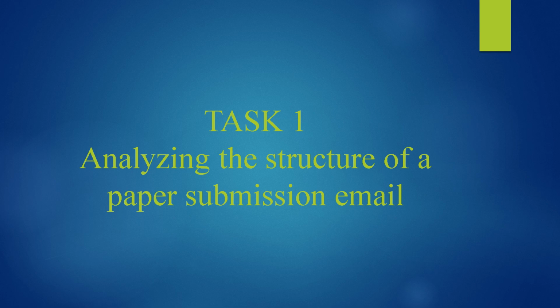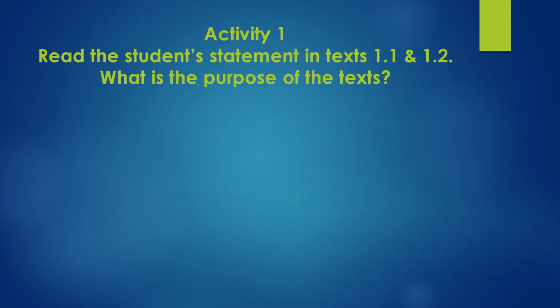We're going to be analyzing the structure of a paper submission email. To do that, you need to look at texts 1.1 and 1.2 in your textbook. Okay, that's activity 1. And the question is, what is the purpose of the texts? Okay, I'm going to give you about 1 minute to quickly read the two texts, 1.1 and 1.2.